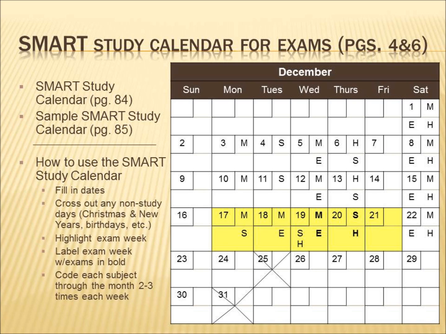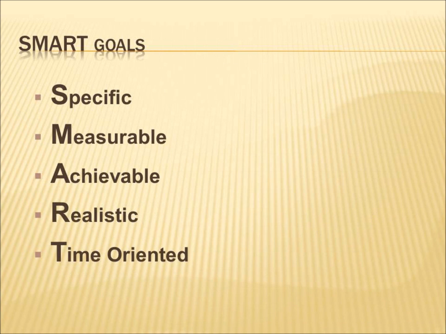They can then highlight the exam week to give them a visual cue as to how far away they are from exams. They need to label the exams within exam week in bold. Then they need to code each subject throughout the month 2 to 3 times depending upon the grade they're currently carrying. This should give them enough of a plan to be much more successful and less stressed during exams.